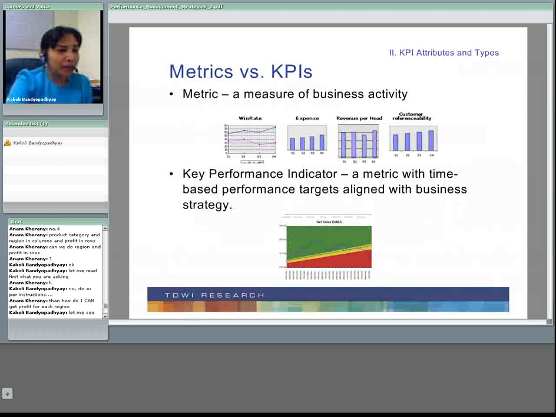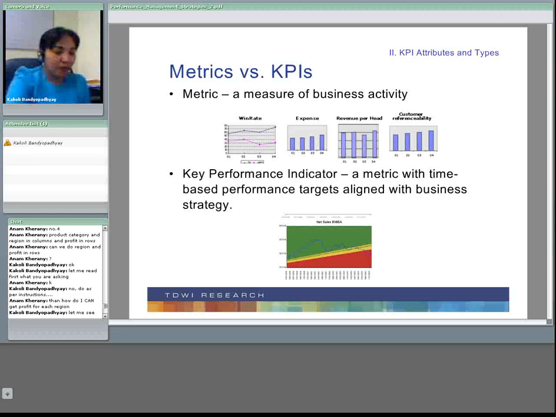Okay, business target, performance target. Let me give you an example so that it would make sense to you. A performance target can be something like 10% growth in net profit by the year end. That can be a performance target. Time-based, see, time-based performance target. That is 10% growth in net profit. That is your performance target. The time-based part is by the year end. So a key performance indicator, once again, is a metric with time-based performance target aligned with business strategy.